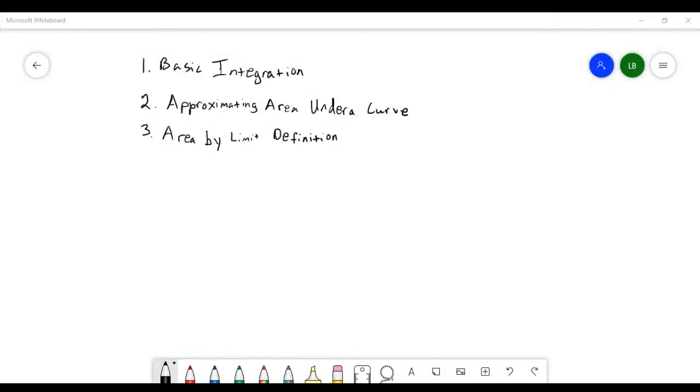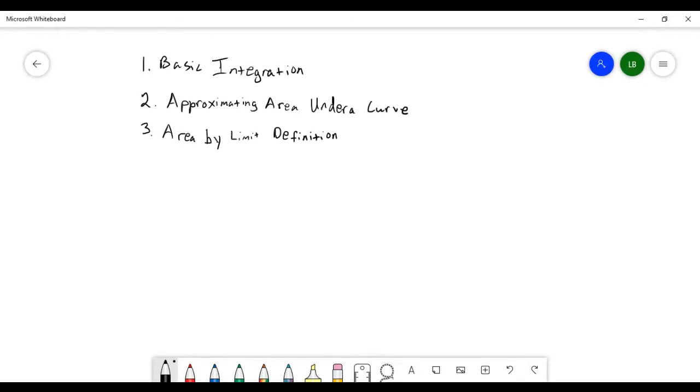All right, so in this Math 24-17 review, we'll be going over some basic integration rules, approximating the area under a curve, and taking the area under a curve using the limit definition.